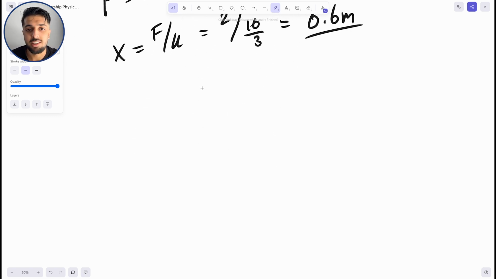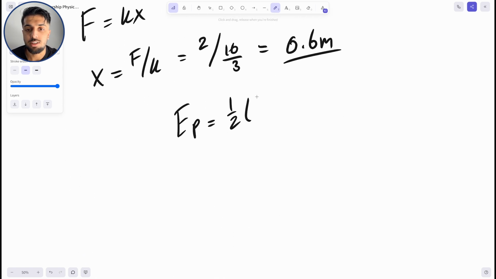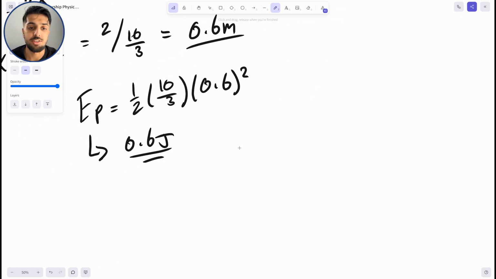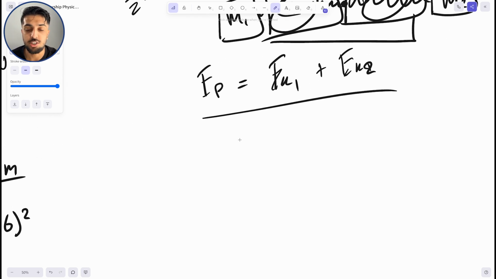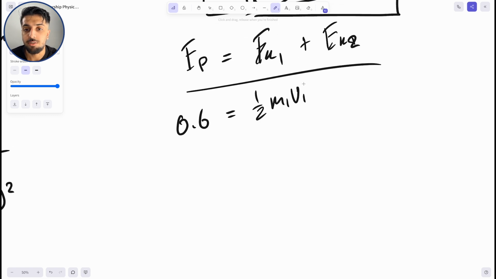Now with this information, we can find our EP in the springs, which is half k, which is our 10 over 3, times our x squared, which is 0.6, and we get an EP of 0.6 joules. Now that we have our 0.6 joules, we can use this equation here and say our 0.6 is equal to half the mass of m1 times the velocity of m1 squared plus half of m2 times the velocity of m2 squared.